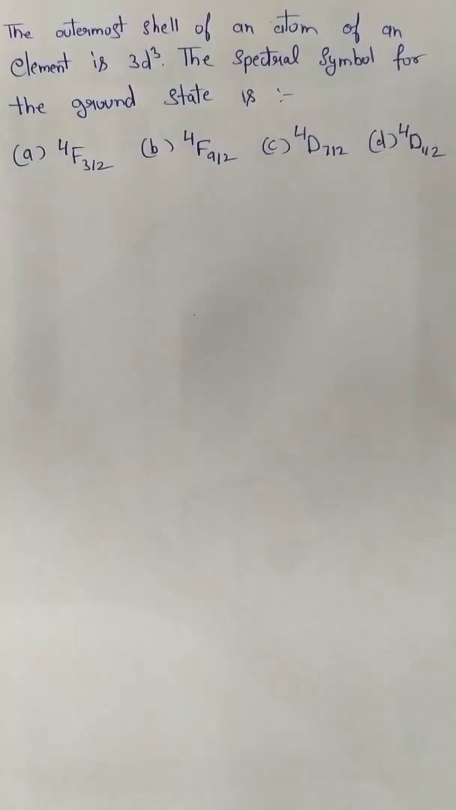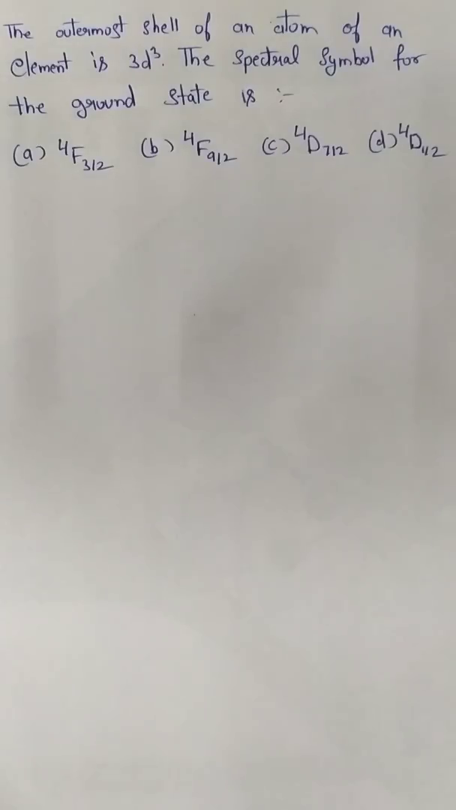Today I am going to discuss a problem which came in the December 2019 CSIR NET exam. The exam was held on the 15th of the month, and this was a 5 marks question from Part C. Relatively it was a very easy question, but few candidates attempted it wrongly, so let me explain that. The question was: the outermost shell of an atom of an element is given, which is 3D3, and they were asking to find out the spectral symbol for the ground state.